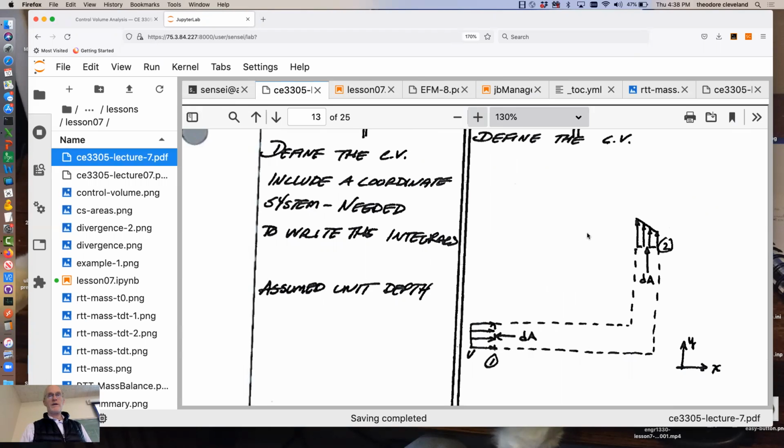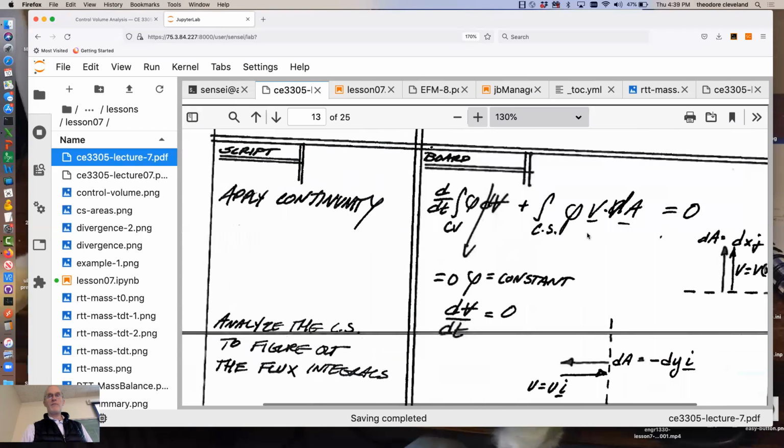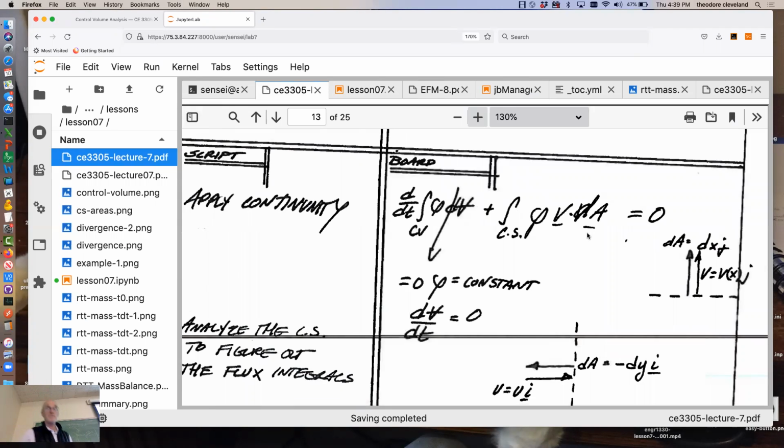So define the control volume, include a coordinate system. It's needed to write the integrals, and we're going to assume unit depth, and then we'll apply our friend continuity. And at this point, we just almost regurgitate continuity on command without thinking about it. d/dt of the integral over the control volume plus the integral over the control surface of rho V dot dA equals 0. In this case, our control volume, is it fixed in space? That'd be yes. So it's not moving. Is the density of everything constant? Probably. So the time rate of change of mass inside that channel is 0.